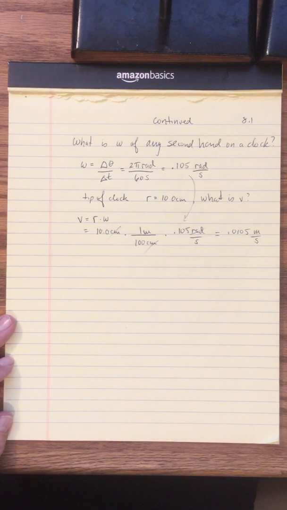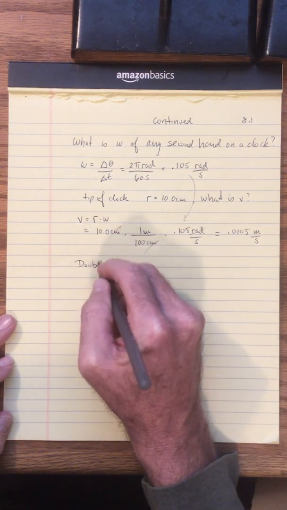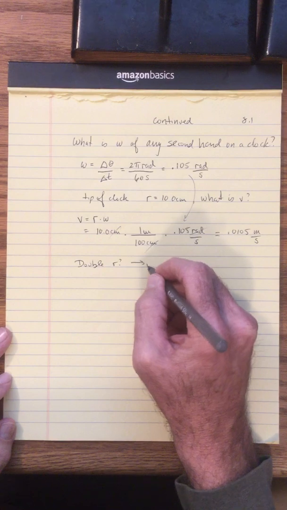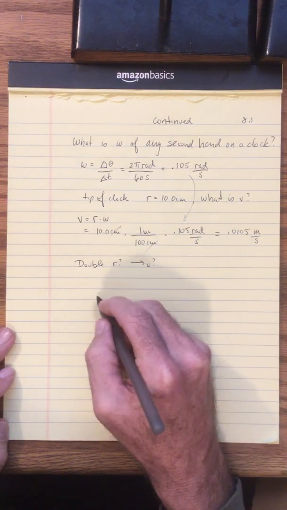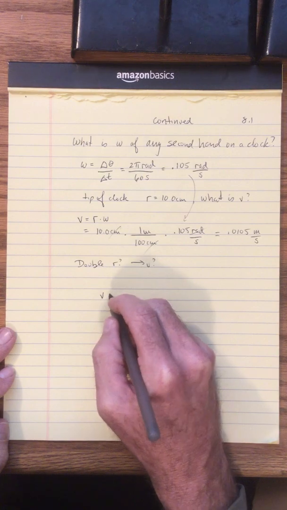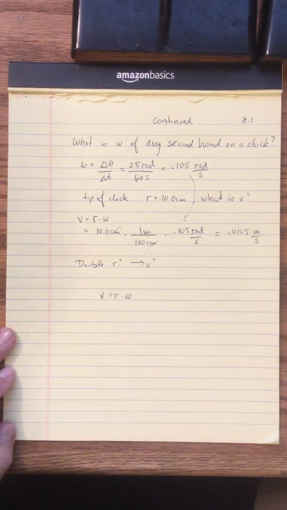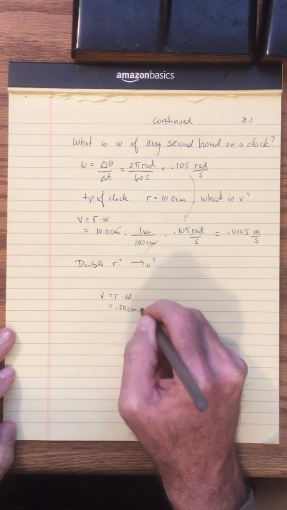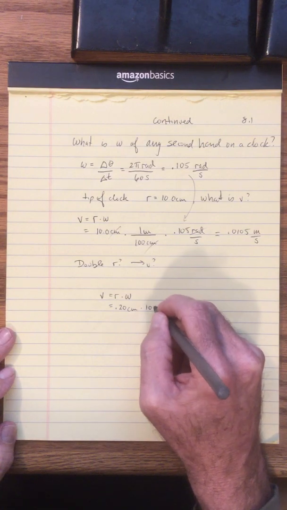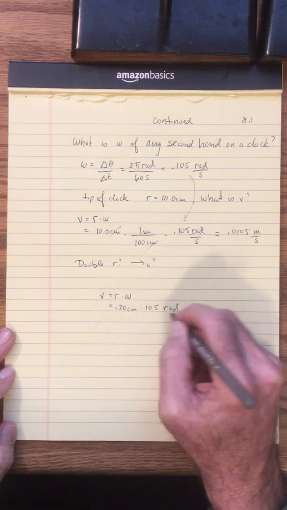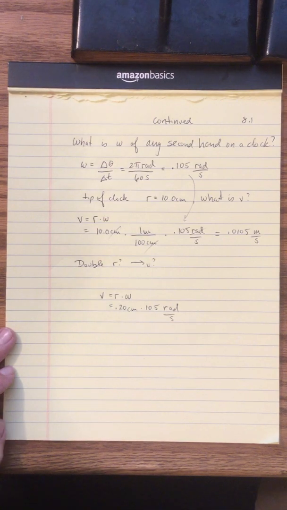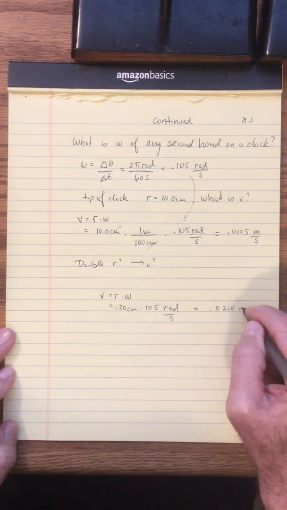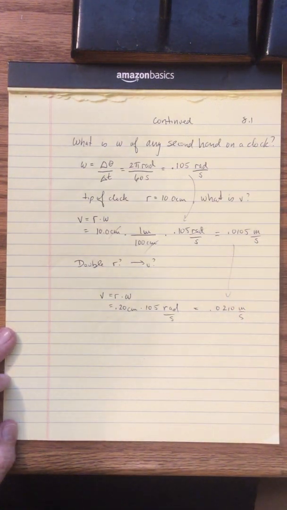Question is, what happens if you double the radius? What happens to the velocity? Well, let's take a look. We have velocity again is equal to radius times omega. And if we double this, we're going to have 0.20 meters times the same angular velocity. So this is a direct relationship. If you double the radius, you will indeed get 0.0210 meters per second. You will indeed double your velocity.